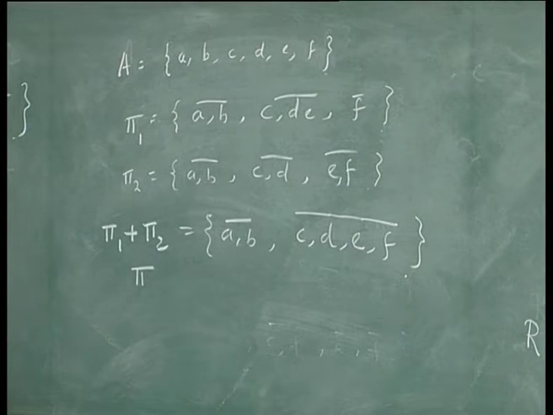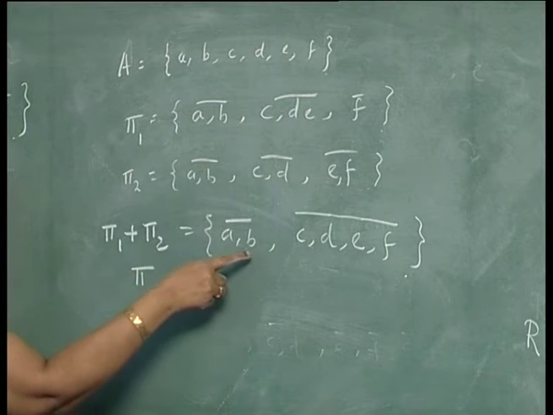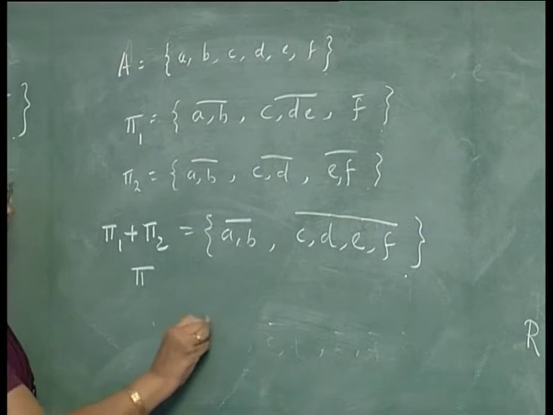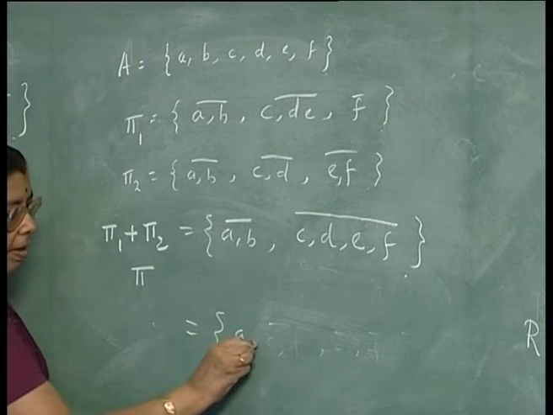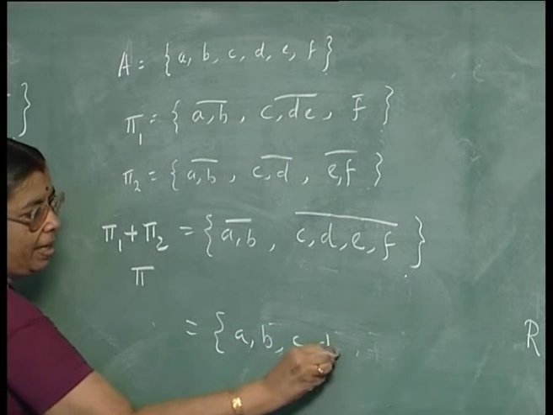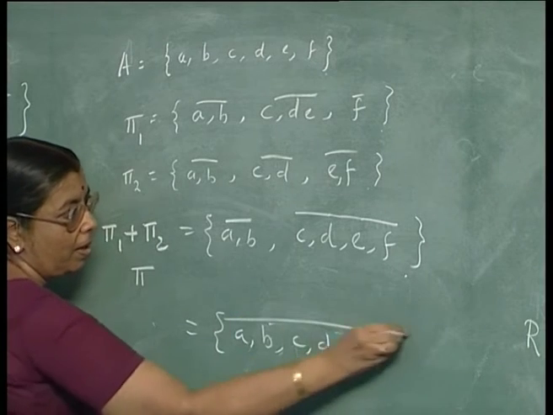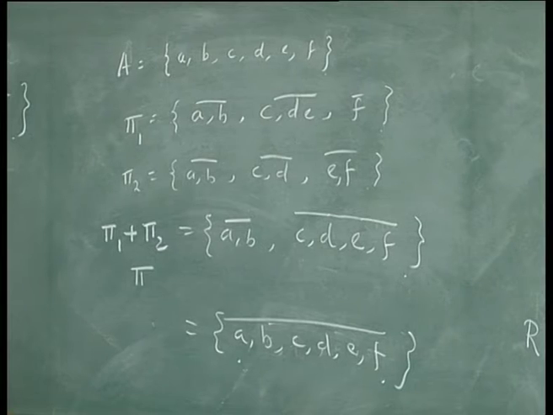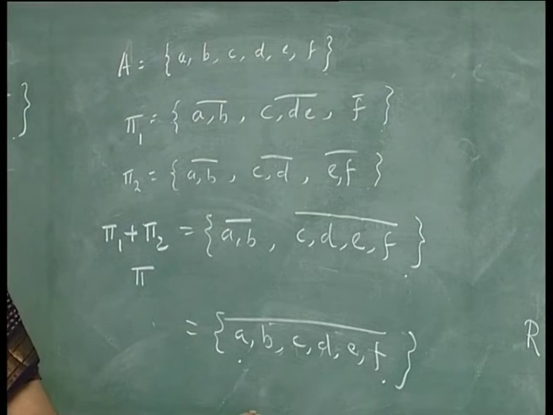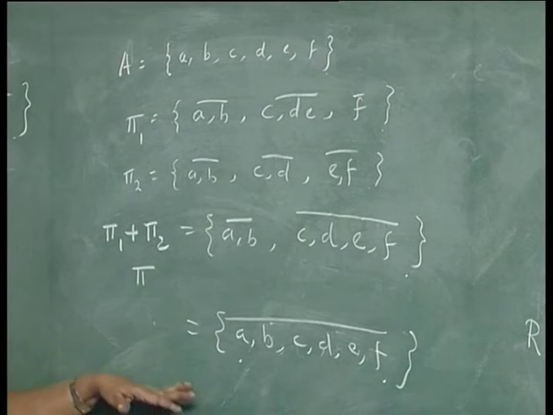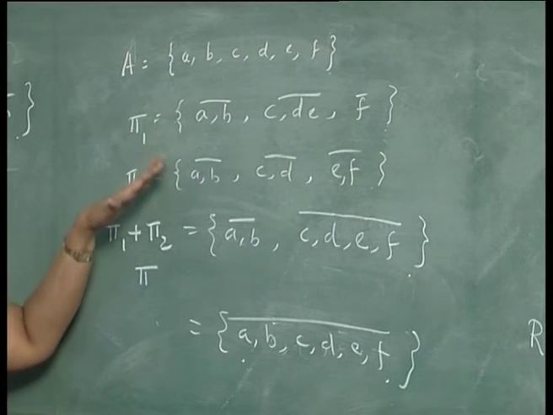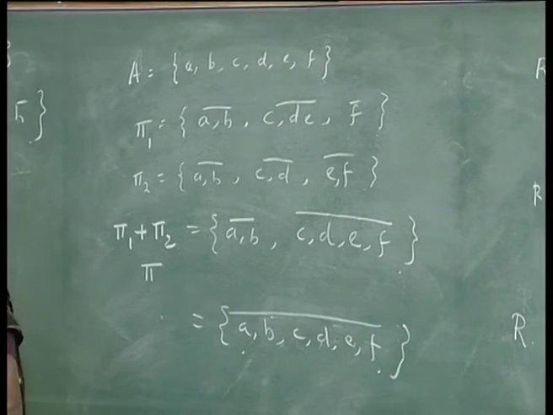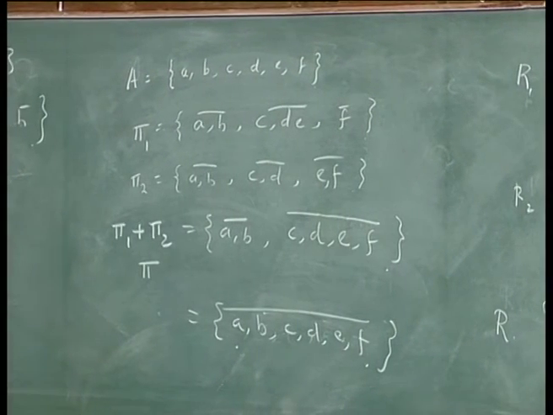Now, you see that pi 1 refines this, pi 2 also refines this. If I take another one, say the whole set A, B, C, D, E, F in one block, pi 1 and pi 2 refine this, but you note that pi also refines this. So, if there is another partition which is refined by pi 1 and pi 2, it will be refined by the sum also. Okay. So, that is the definition of this.